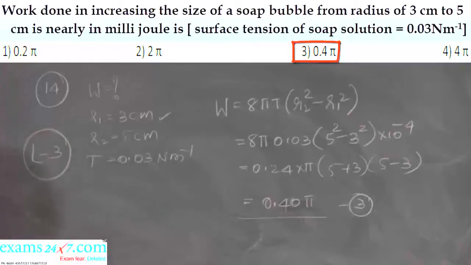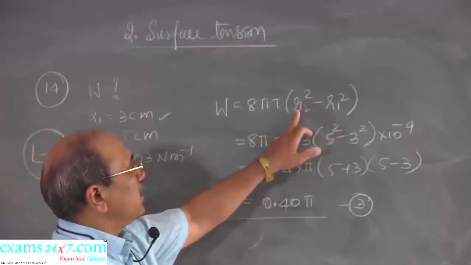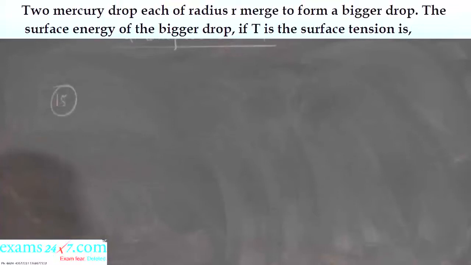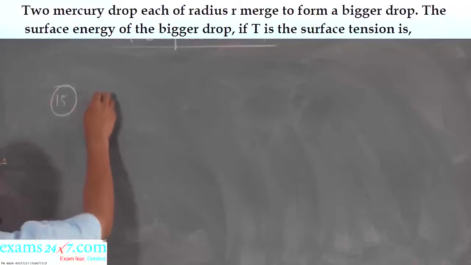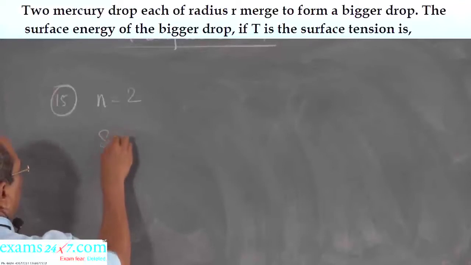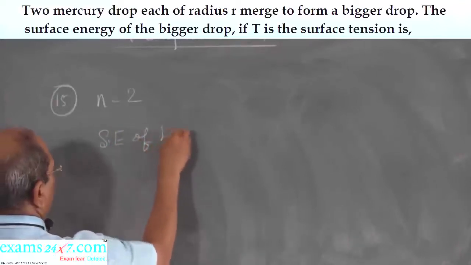Question: work done in increasing the size of the soap bubble from radius R1 to radius R2. Next question: 2 mercury drops, each of radius R, merge to form a bigger drop. The surface energy of the bigger drop is, if T is the surface tension, given the standard relation. The number of liquid drops is 2. They merge to form a bigger drop. The surface energy of the bigger drop.